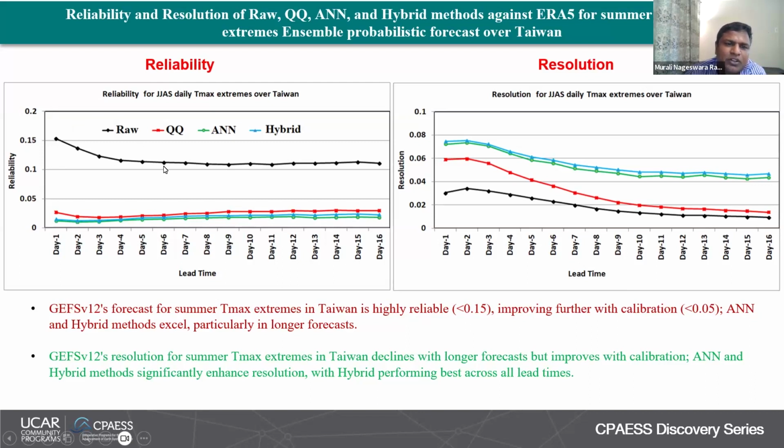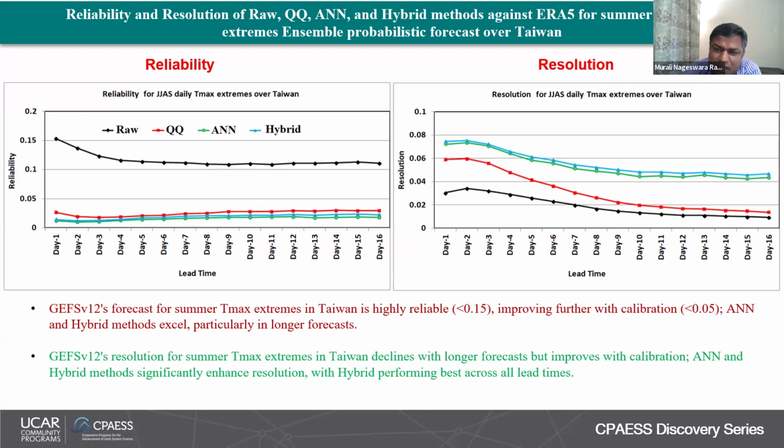So here the raw model itself is good, as compared to 0.15, it is good only. But once we apply the calibration methods, there is a lot of improvement. Reliability is improved a lot with all calibration methods. But the ANN and Quantile-Mapping method improved more as compared to the Quantile-Mapping method for all forecast lead times. In the resolution case, resolution also ranges from 0 to 1.